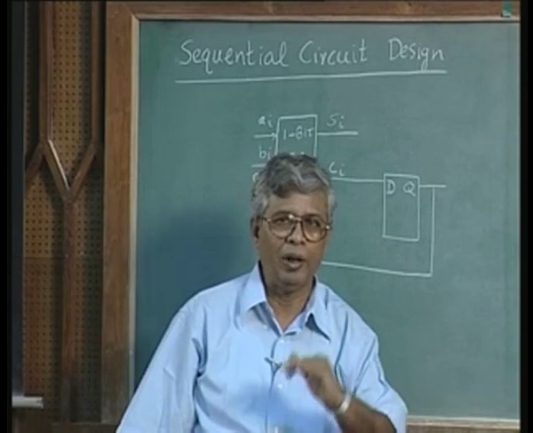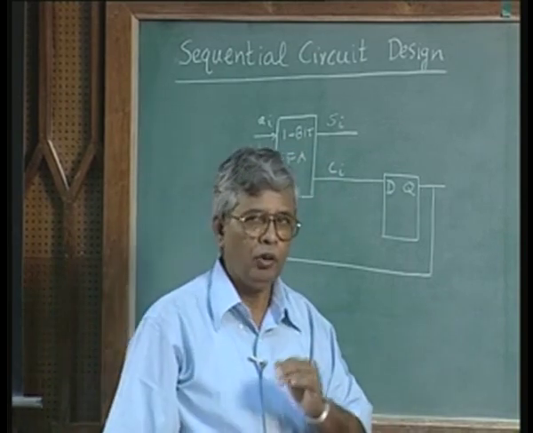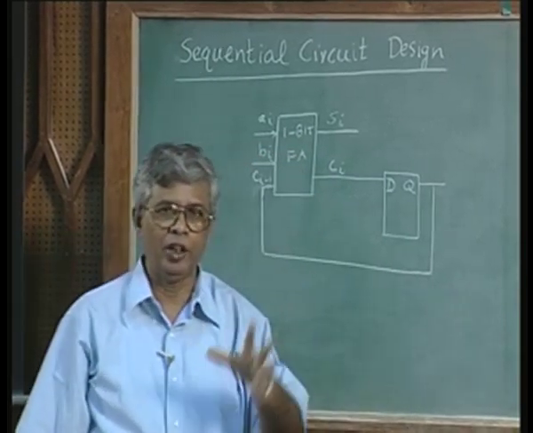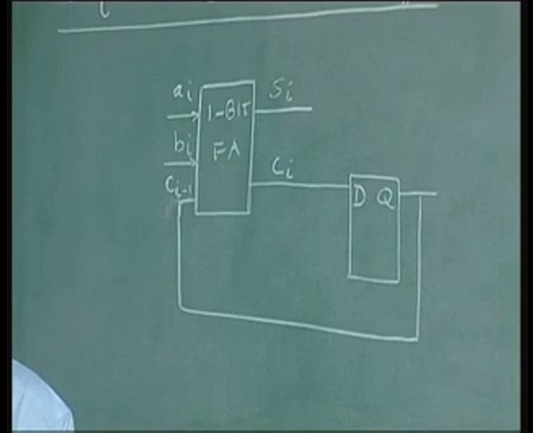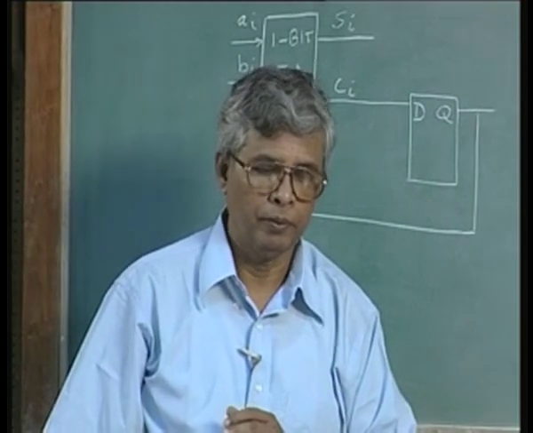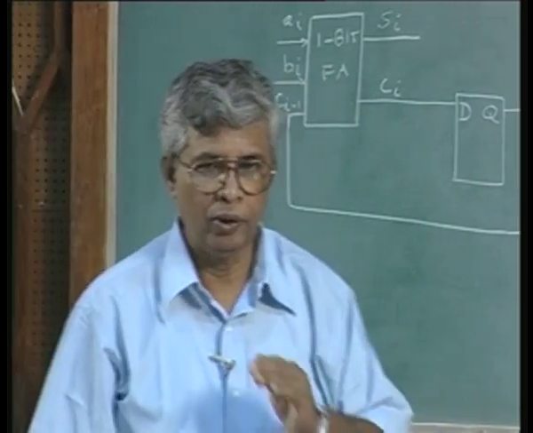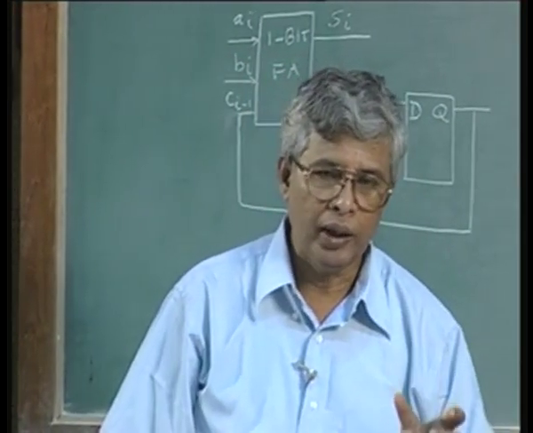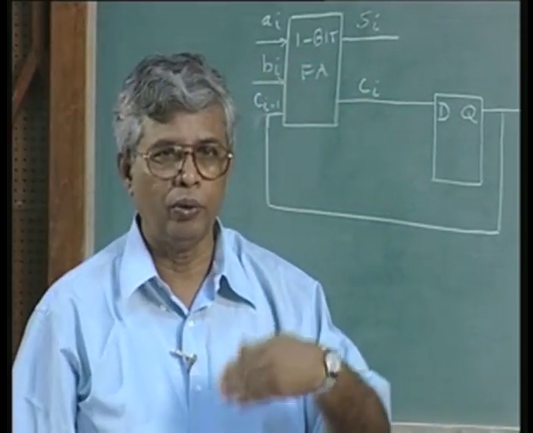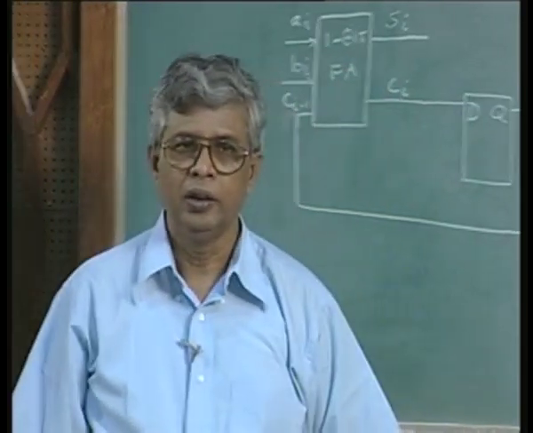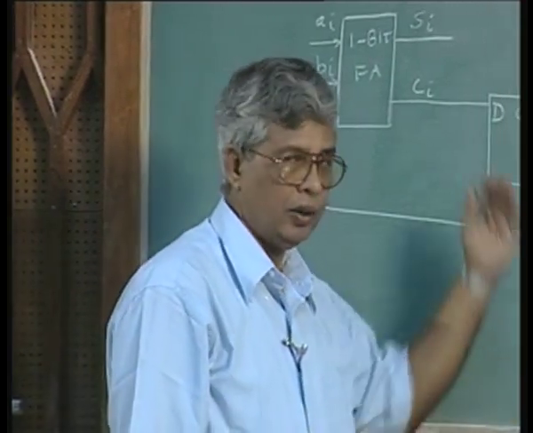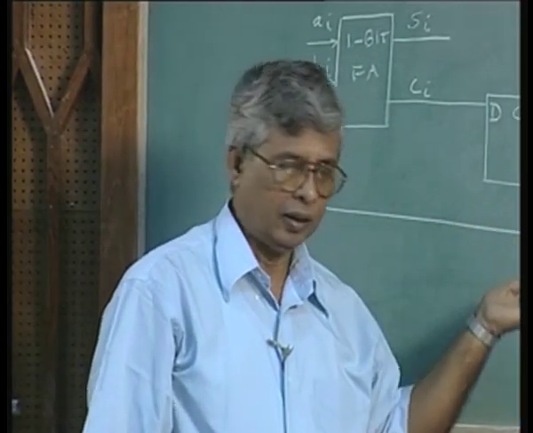Whereas in a combinational full adder, if you want to add a 4 bit number, we need 4 1 bit full adders, and if you want 8 bit addition, you need 8 1 bit full adders. So, we will have to tell in advance how many we need. Here I can use this repeatedly as long as I want.